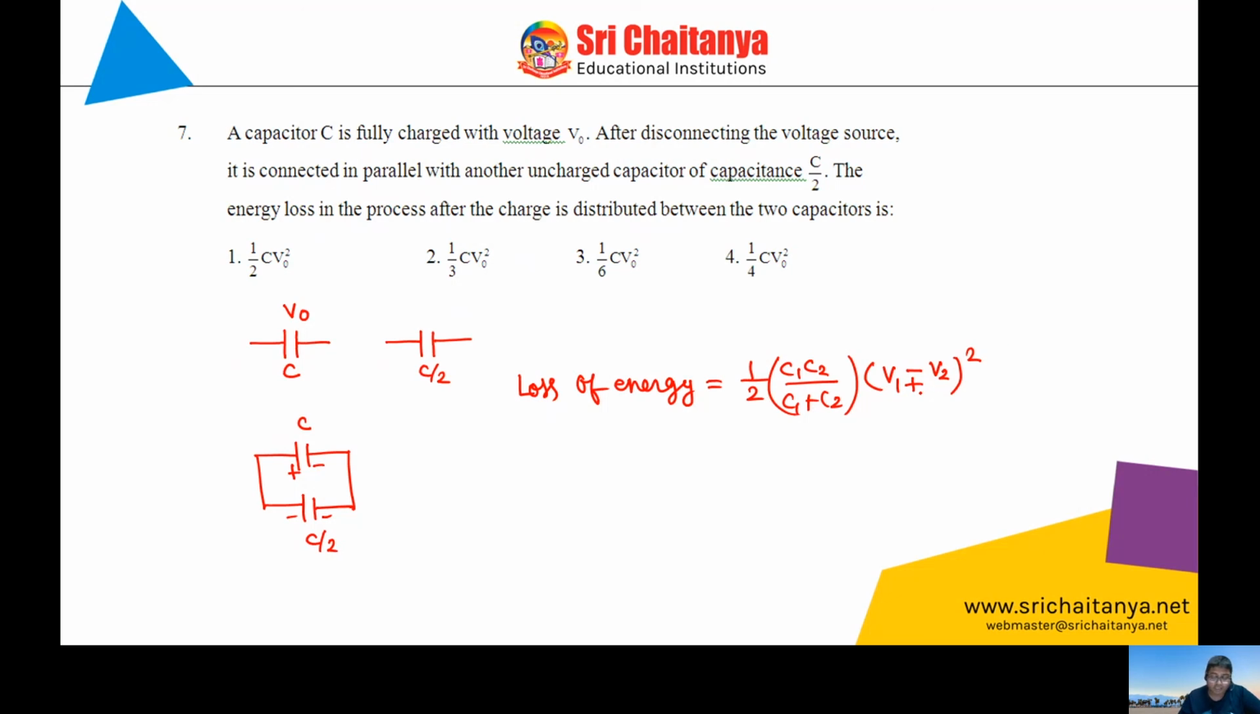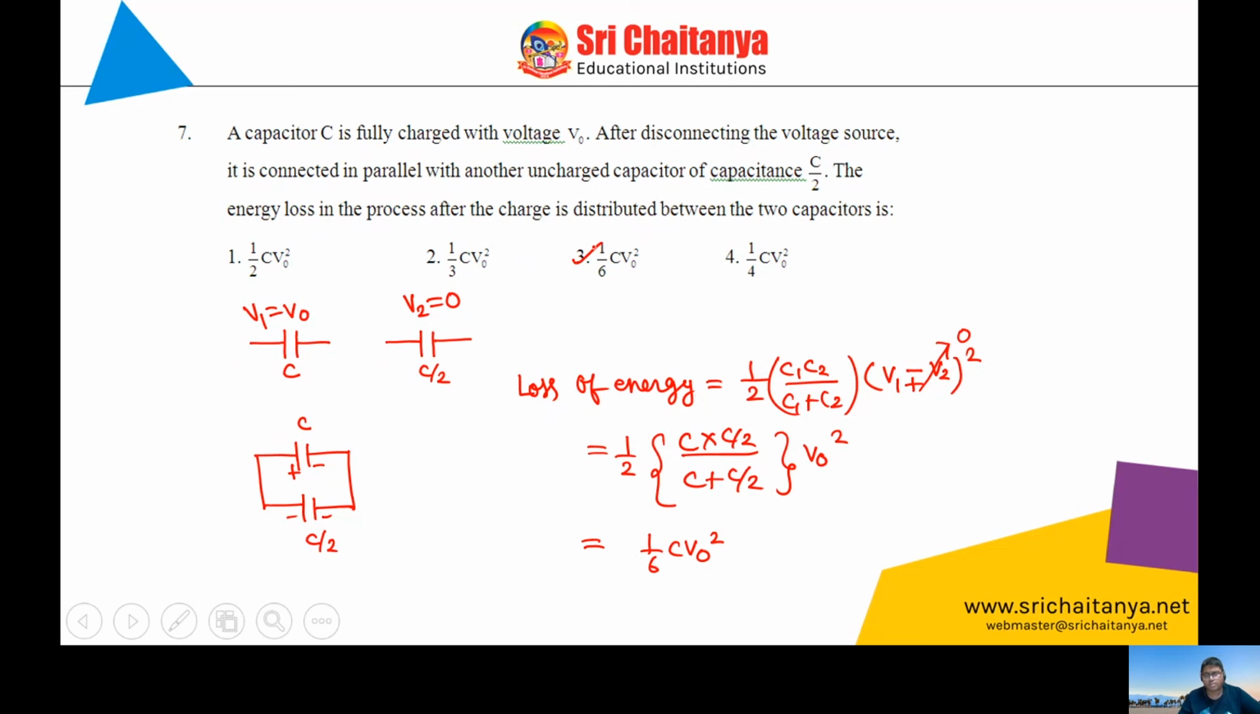But here in this situation, V1 is equal to V naught, but the other capacitor is simply uncharged, so V2 is equal to 0 and V1 is equal to V naught. So there is no big deal in this. Just substituting the values, half into C1 is C, C2 is C by 2, over C plus C by 2, into V naught square, and simplifying this you will simply get 1 by 6 C V naught square. So option 3 is correct. So that is question number 7.